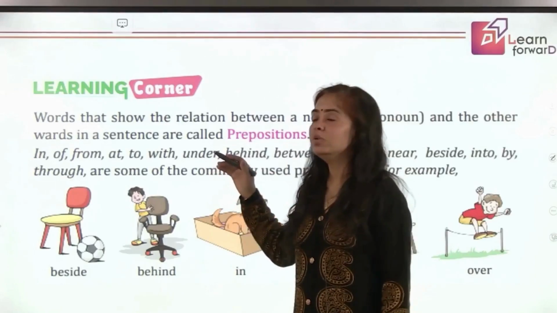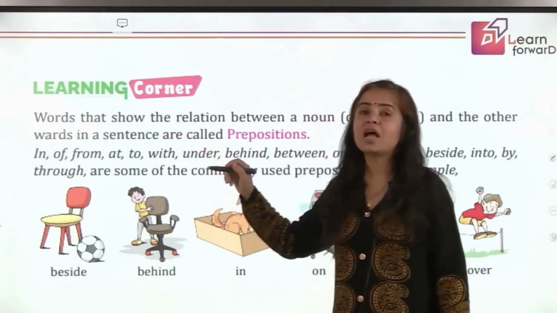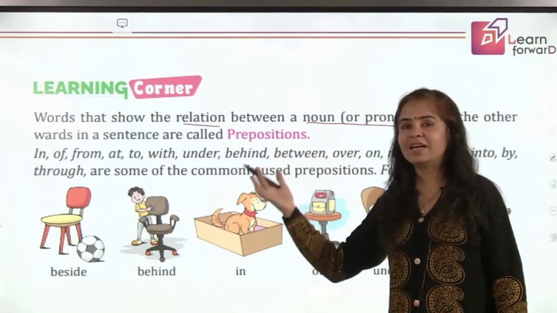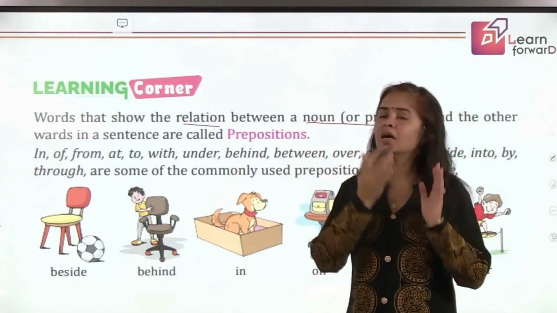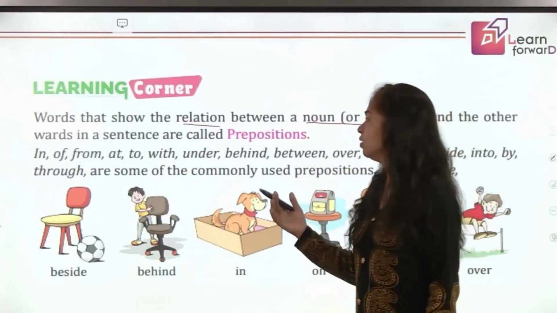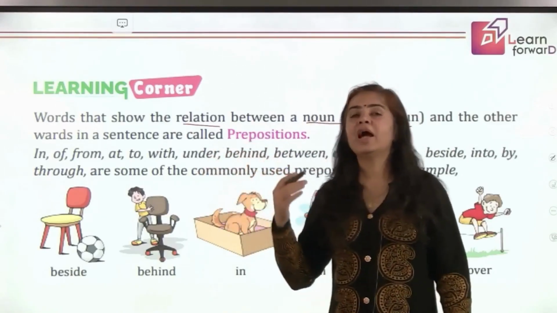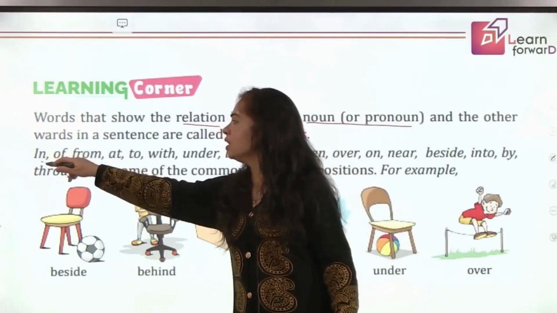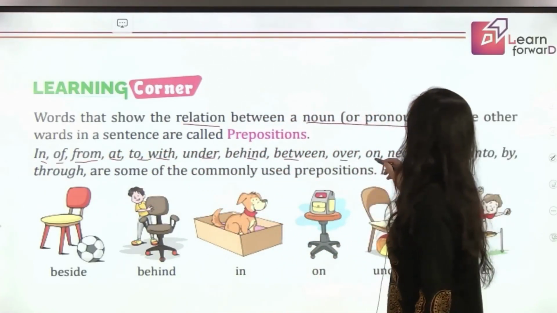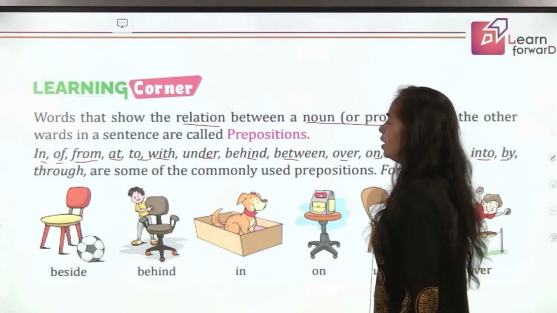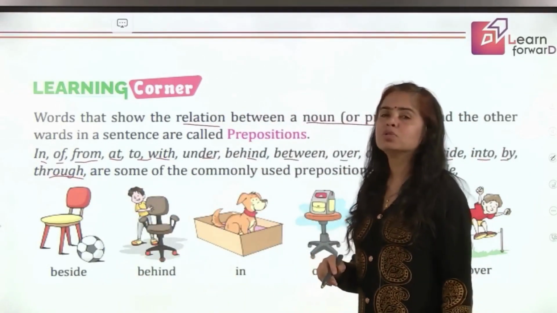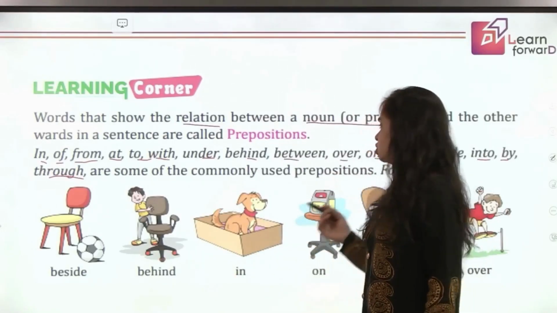Now, going ahead with the journey, we have the words that show the relation between a noun or a pronoun on one side, this is what I said, and some other word in the sentence on the other side. So such words making relation are called prepositions. Until now we have learned many of them, like in, off, from, at, to, with, under, behind, between, over, on, near, beside, into, by, through, among. All these are prepositions and many more, children.